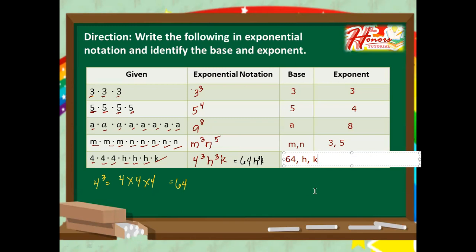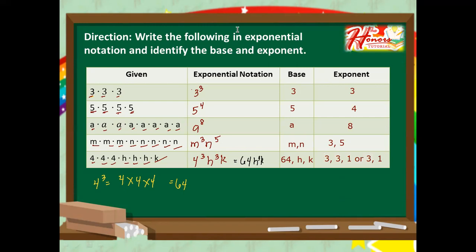Next, for the exponent, let's look here in our exponential notation. How many times is 4 multiplied to itself? So that's 3. And then how many times does h multiply to itself? That's 3 also. For k, that is one only. So that is 3, 3, 1, or just write 3 and 1.